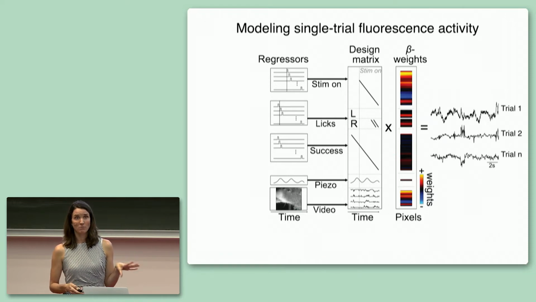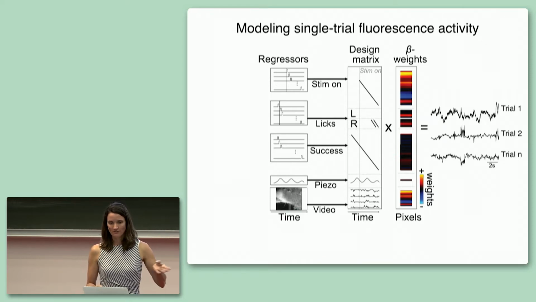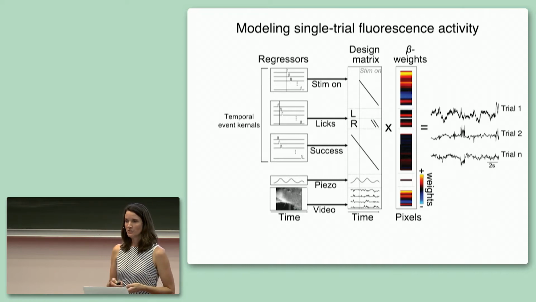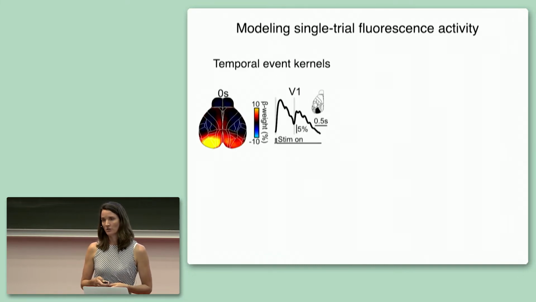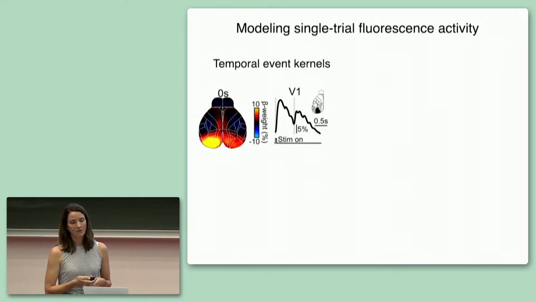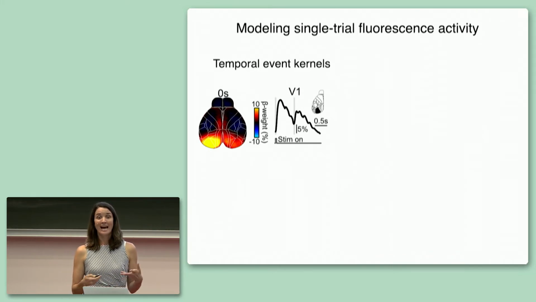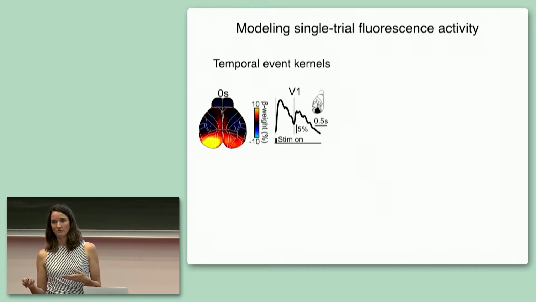So before I tell you how well the model did, I just want to draw your attention to the fact that there are two rather different classes of variables in this model. The first type we call temporal event kernels, and the other kind we call filterless analog predictors. The temporal event kernels are super flexible here, and they allow us to capture quite complex time-varying responses.